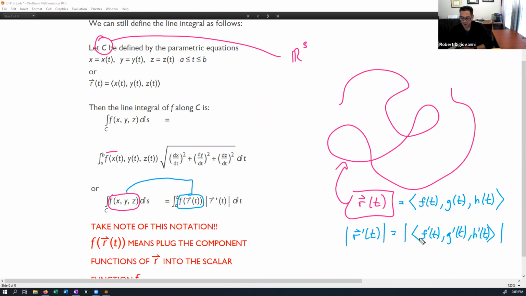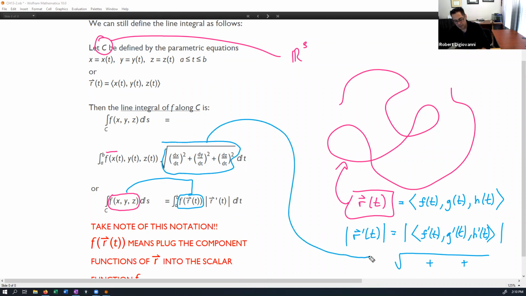And then to find the magnitude of a vector, you take the square root of the sum of all three of these squared, which is exactly what this is, or without the dt. This happens to be this. Do you all see that? It's the derivative of the x function squared, plus the derivative of the y function squared, plus the derivative of the z function squared. And so what we have is just a new way of writing this, and it involves vectors. That's a first for us.